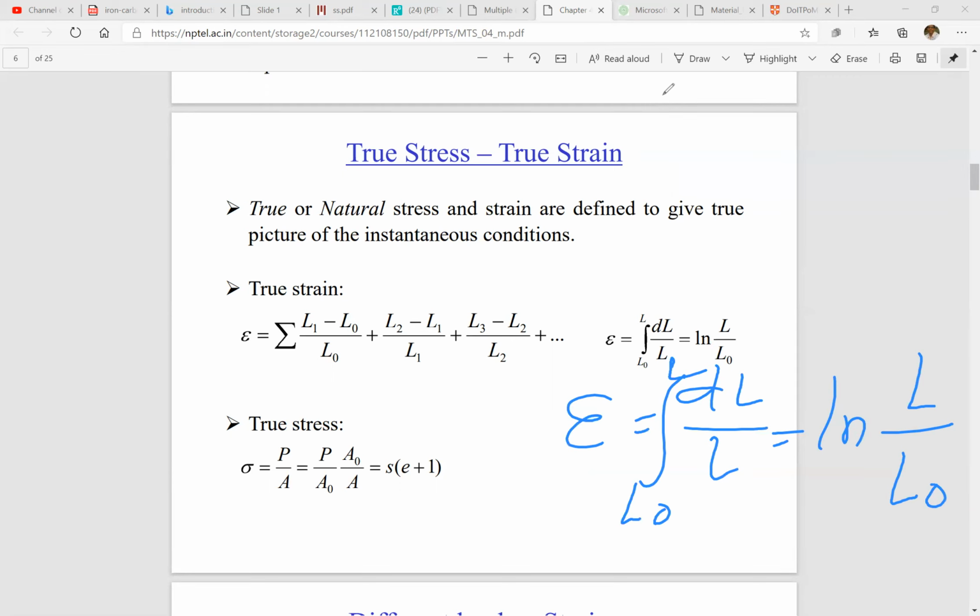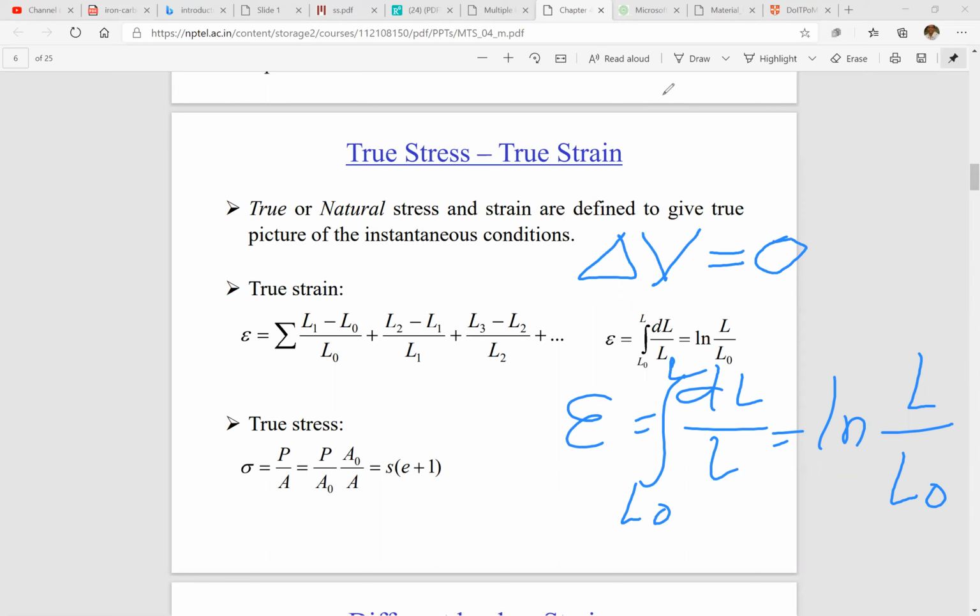So if you see L by L0, what happens? When you are considering the engineering stress-strain to true stress-strain diagram, in deformation processes the change in volume is always constant. The change in volume is zero. There is no change in volume in plastic deformation. Remember this term. In plastic deformation, the change in shape and size is there, but there is no change in volume.